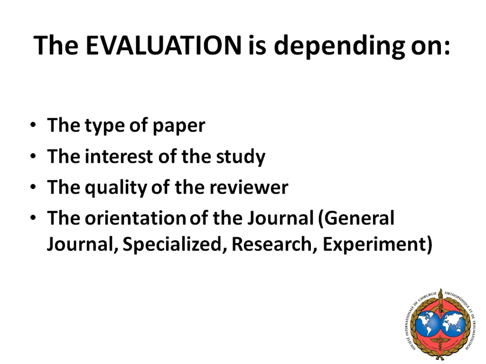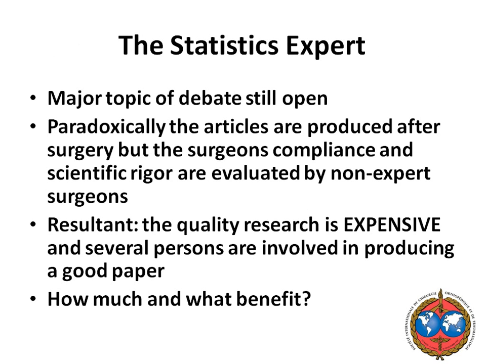edit changes. Related to that, the evaluation is depending on the type of paper, the interest of the study, is it or not? Is the reviewer good enough? So that's another point that we should be very, very careful. And the orientation of the journal. There are a few general orthopedic journals accepting different types of orthopedic papers, but there are also specialized journals like the Foot Surgery Journal, the Shoulder Surgery Journal, or some research. So the way of publishing is different from journal to journal, and the author has to be very careful when choosing a journal to apply for his paper.